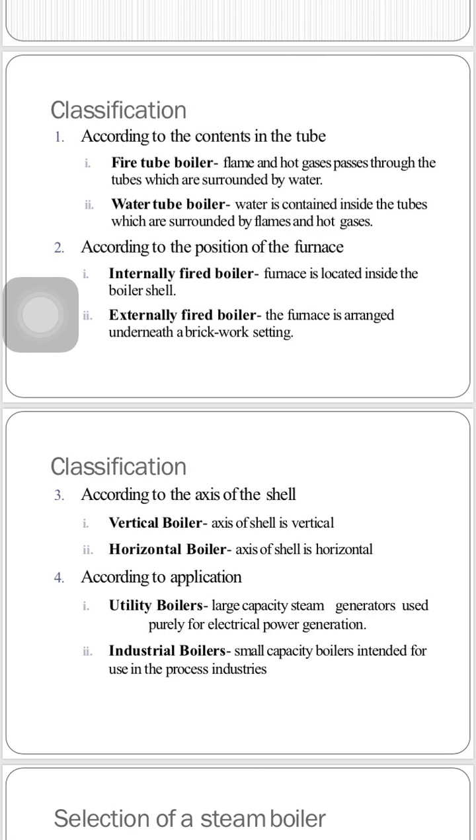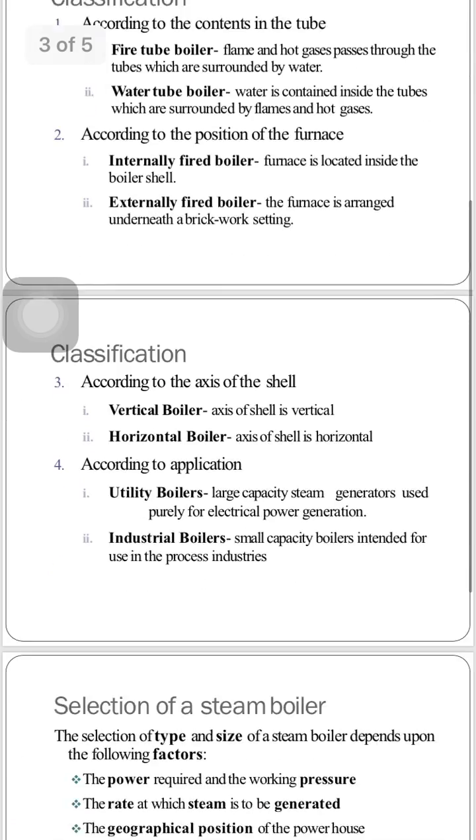The fourth one is according to the applications. This is one of the main types of the boilers. In this type, first one is utility boilers and second one is industrial boilers. Utility boiler means large capacity steam generators used purely for electrical power generation. And second one, industrial boilers. These are the small capacity boilers intended for use in the process industries.